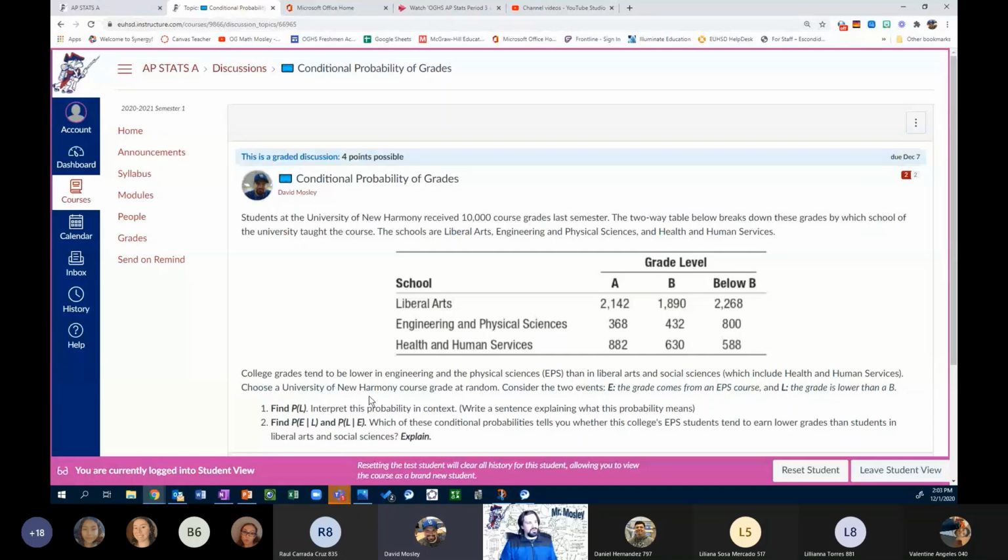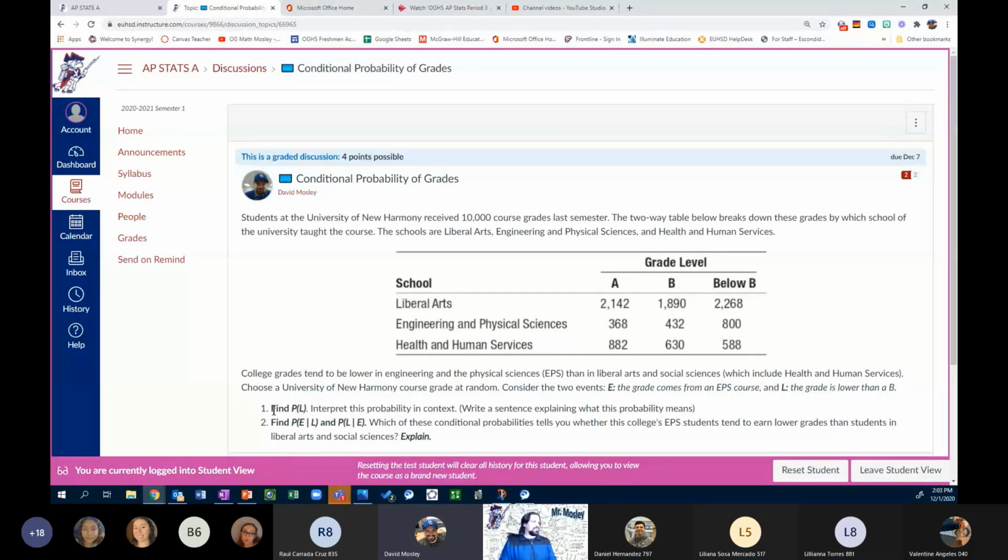Choose a University of New Harmony course grade at random. So think of all 10,000 of these grades having been dumped into a hat. And on each piece of paper, it says the grade and the school that the grade came from. All right, we're going to consider two events. Event E, the grade comes from an EPS course, and L, the grade is lower than a B.